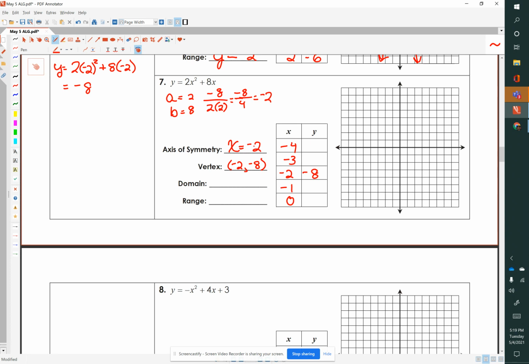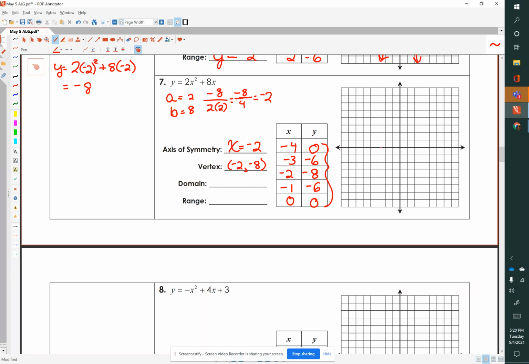So when we evaluate this quadratic at x equals -4, y equals 0. When we evaluate this quadratic at x equals -3, y equals -6. When we evaluate at x equals -1, y will equal -6. And when we evaluate at x equals 0, y would equal 0. And you can see the parabolic pattern there in the table of values, particularly in the y values.